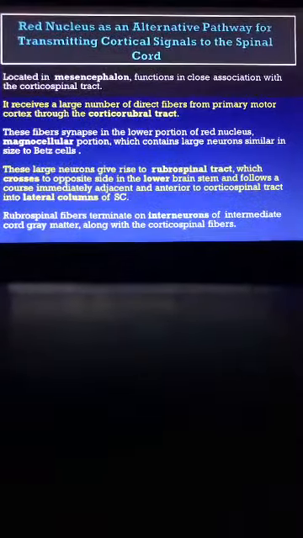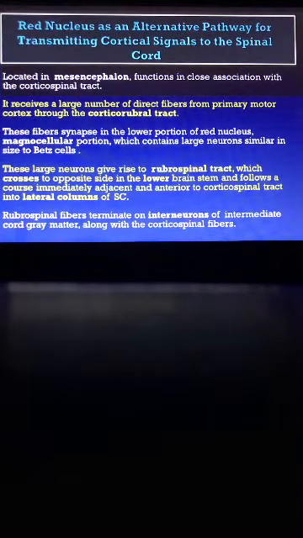Red nucleus as an alternative pathway for transmitting cortical signals to the spinal cord, located in the mesencephalon، يعني مكانها في الميد برين. It functions in close association with the corticospinal tract مثل ما راح نشوف. It receives a large number of direct fibers from the primary motor cortex through the corticorubral tract. Corticorubral tract معناها tract that begins in the cortex and ends in the red nucleus.